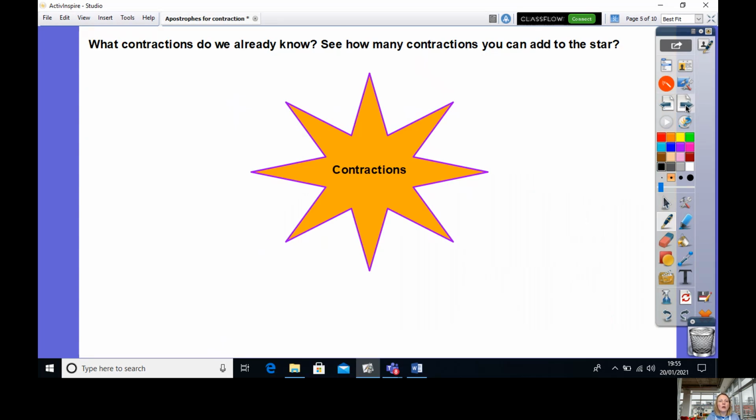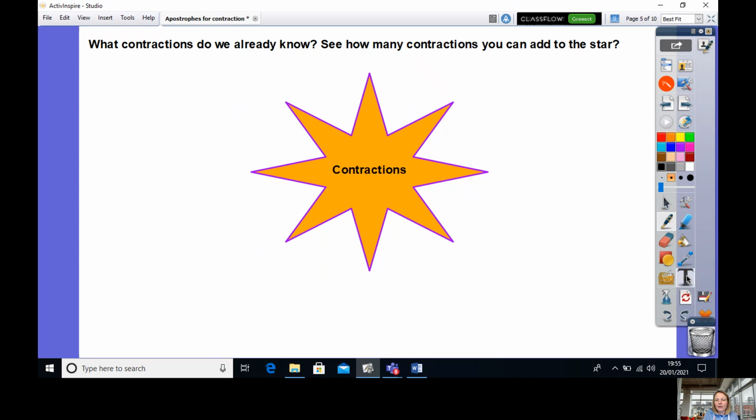So let's have a think then, what contractions do we already know? So see how many contractions you can add to the star. So if you've got a worksheet or a book or piece of paper in front of you, just write the word contractions down and around the outside really quickly come up with as many contractions as you can. Pause the video now if you want to while you write that down. It's not on the worksheet on Teams or the website, guys. This is just a little quick activity for us to do here. So pause the video now.